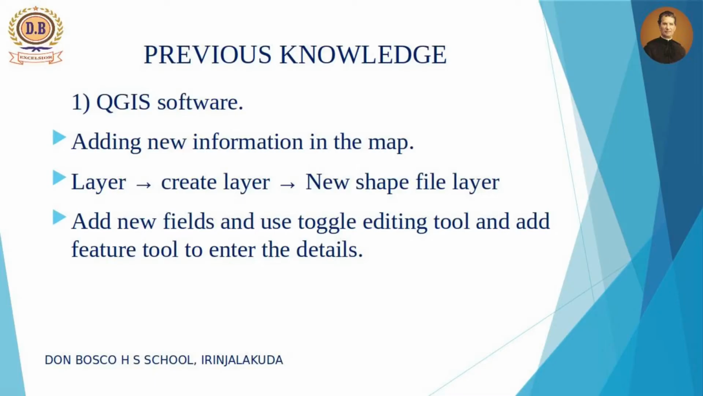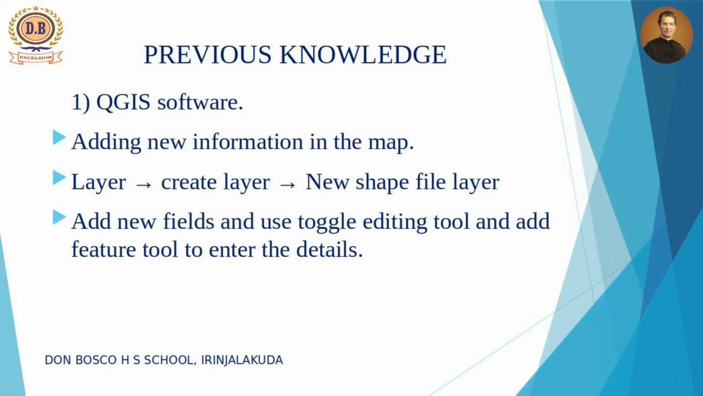Before moving on to today's session, let me remind you what we have discussed in our previous class. In the last class, we discussed the QGIS software itself, activity 6.6 in your textbook, adding new information. For that, click on the layer option, create layer, new shapefile layer. In the new field, add the attributes one by one. For example, add the headings as attributes.